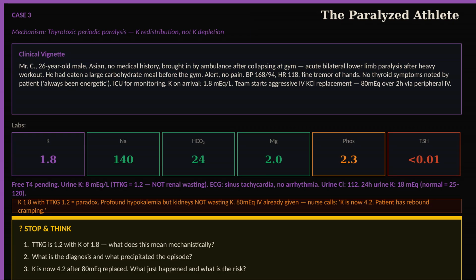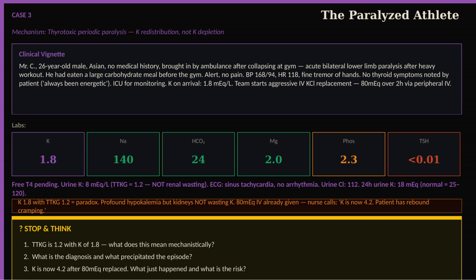Mr. C, 26, Asian, no medical history, collapses at the gym with acute bilateral leg paralysis after a heavy workout, and he'd eaten a big carbohydrate meal beforehand. He's alert, no pain. Blood pressure 168 over 94, heart rate 118, a fine tremor in his hands.